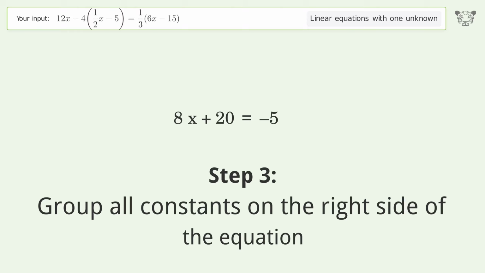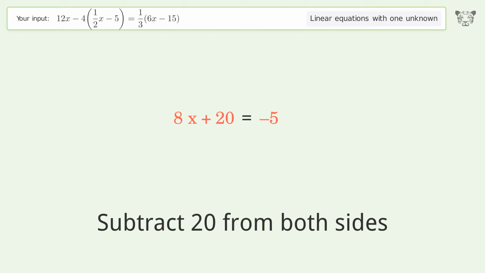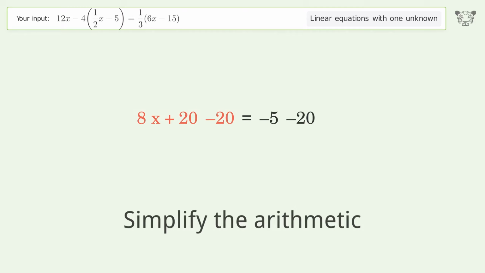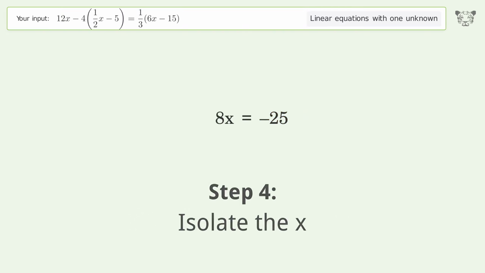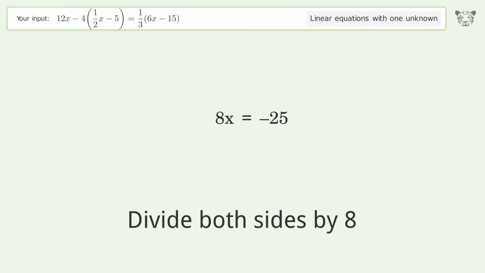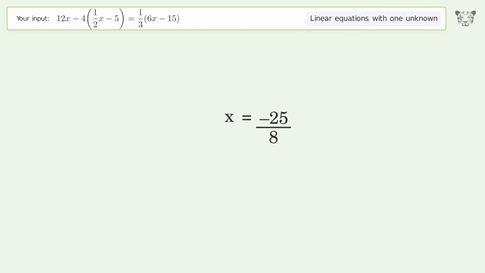Group all constants on the right side of the equation. Subtract 20 from both sides. Simplify the arithmetic. Isolate the x. Divide both sides by 8. Simplify the fraction. And so the final result is x equals -25/8.